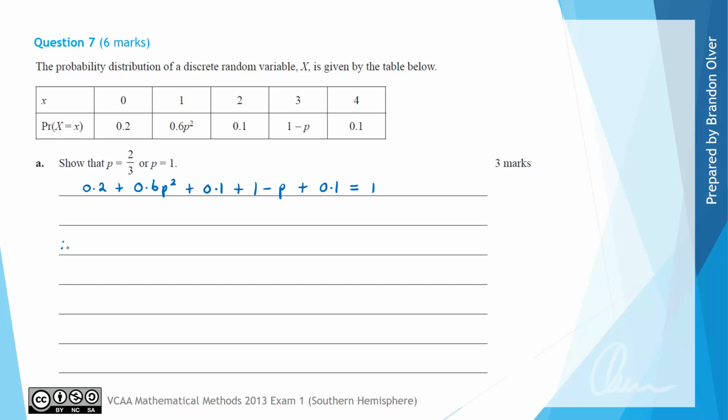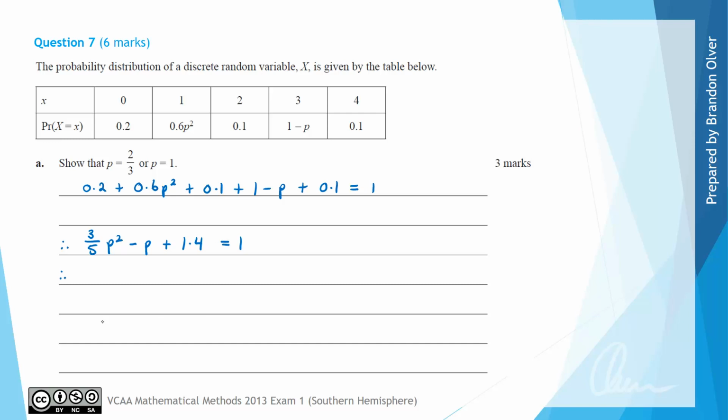So we can see that we have a quadratic equation emerging with the variable p that we're going to solve for. So we would have 0.6p squared, which can be written as 3 over 5p squared, and then we'd have subtract p, and then for the constant terms we'll have 0.2 plus 0.1 plus 1 plus 0.1 gives plus 1.4, and that is going to equal 1.